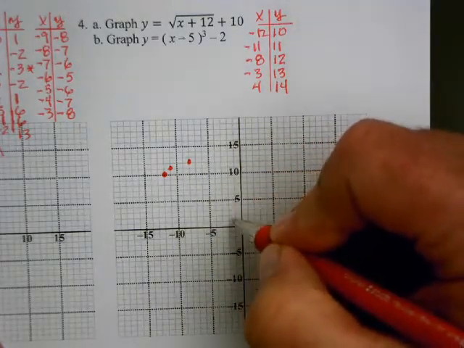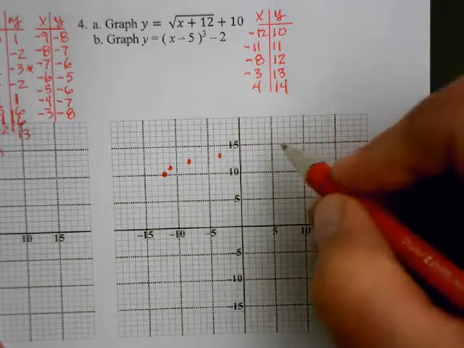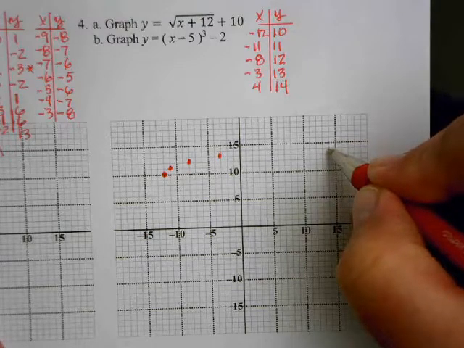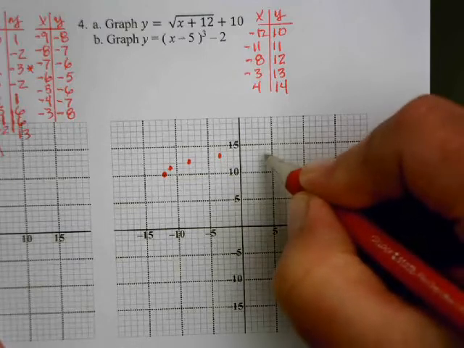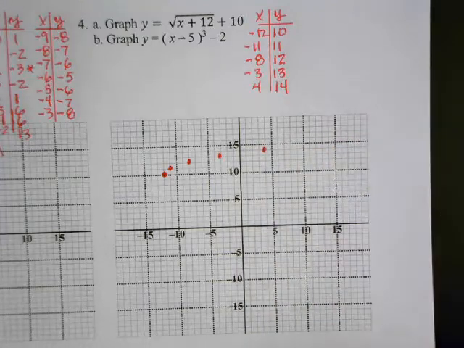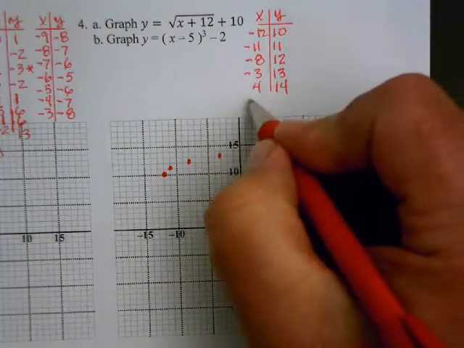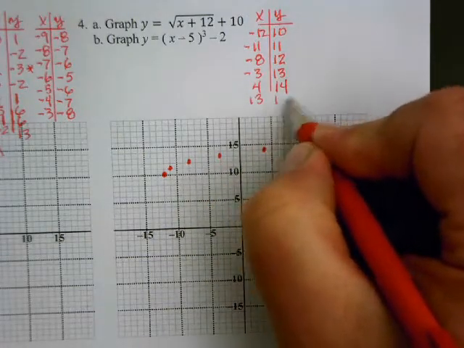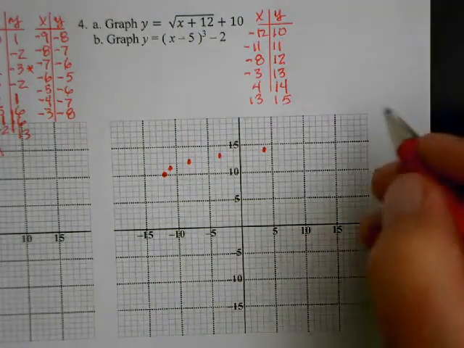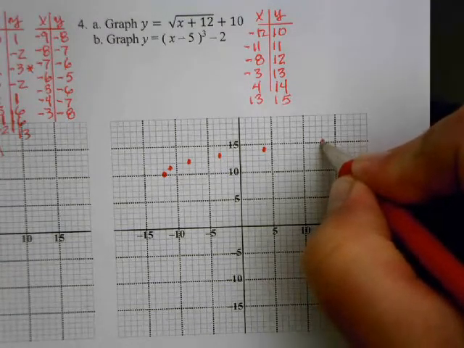4 is 14. Say 4 is 14. And if I had done one more, let's see, 25, so that means 13, which would have given me 15. 13 and 12 is 25, square root of 25 is 5, so 13 would have been up here at 15. And so there's the graph for the square root.